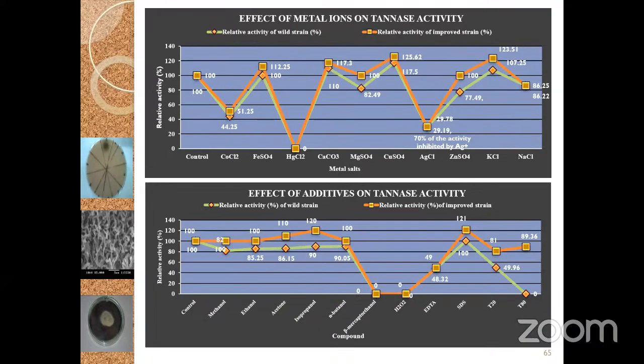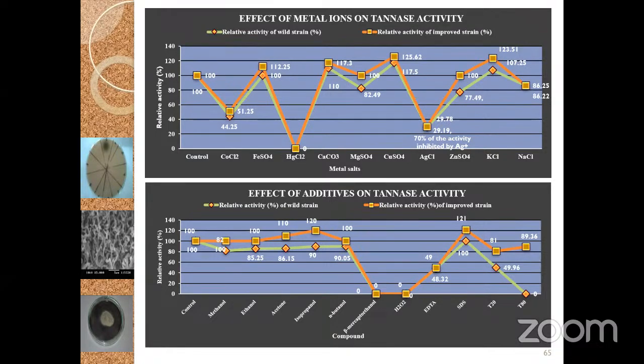Then the effect of different metal ions was carried out, and it was observed that in presence of HgCl2, the enzyme activity of both the wild strain and the improved strain gets totally inhibited. Then in presence of AgCl, 70% of the activity was inhibited, and in presence of ZnSO4 also the activity gets inhibited. This is because the AgCl and the Zn metal ions may act on the thiol group of that particular enzyme.